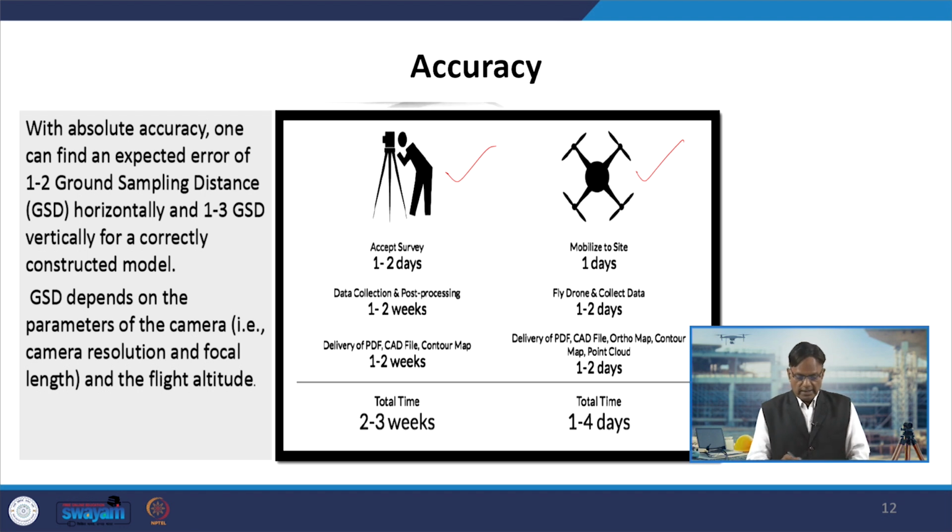If we see at the end, the total time taken is 2 to 3 weeks when we are doing a ground survey of an area, and the same area we can complete when we are doing the drone survey in 1 to 4 days, depending upon the objective and other parameters. But this gives a broader view of how much time we can save when we are doing a ground survey as well as a survey from the drone.